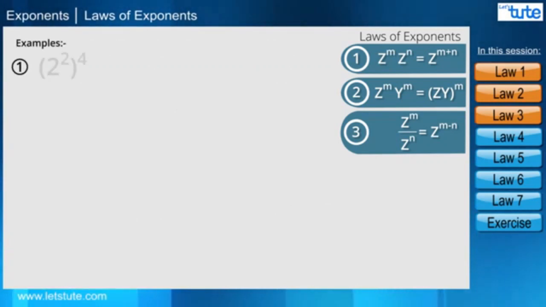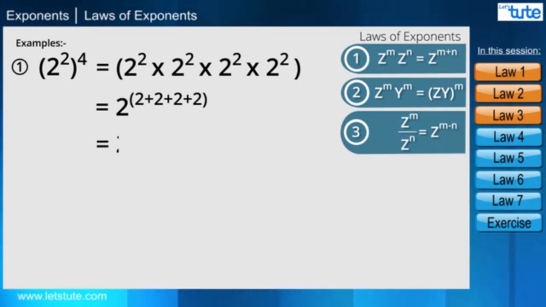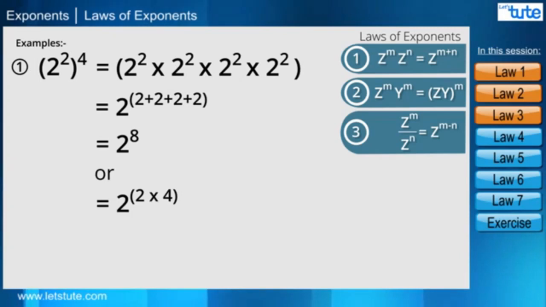For example, if we have (2 raised to the power 4) raised to the power 2, it is equal to 2 raised to the power 8. An easier option is, in such situations, we have to multiply the exponents, that is, here we have to multiply 2 into 4, which is equal to 2 raised to the power 8.